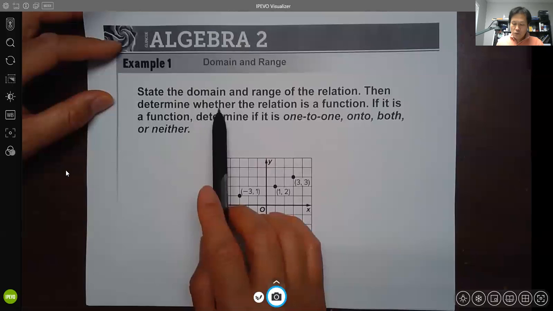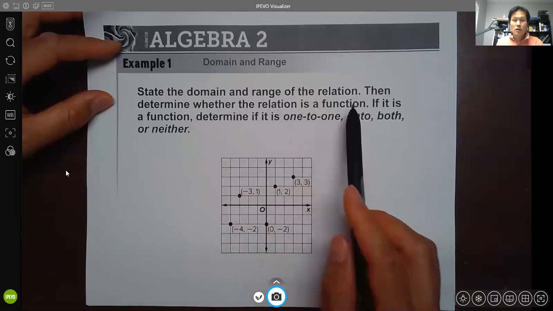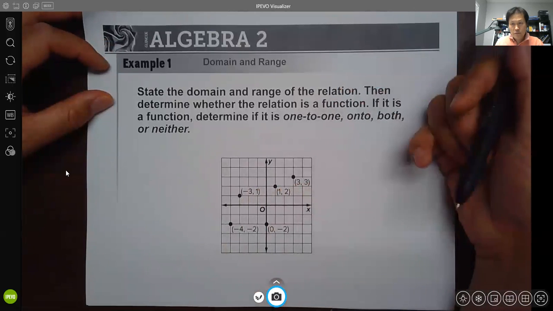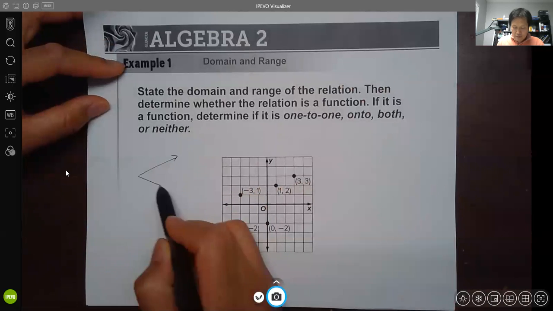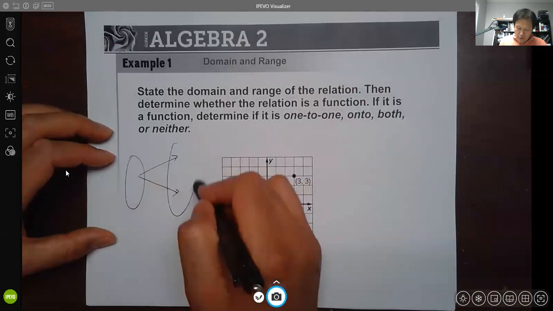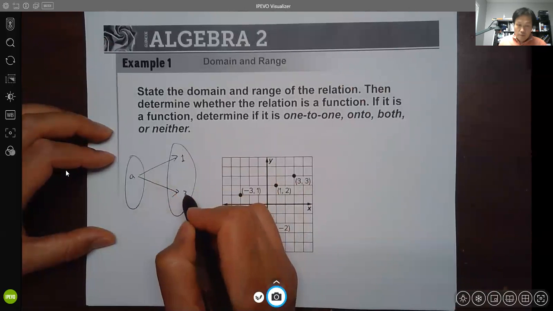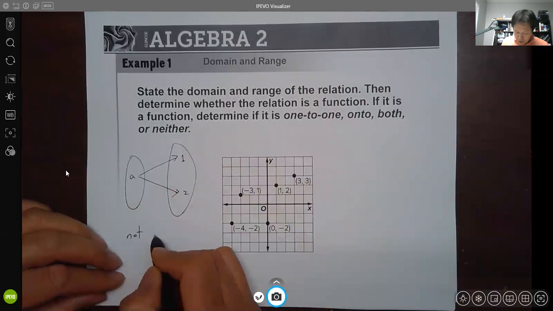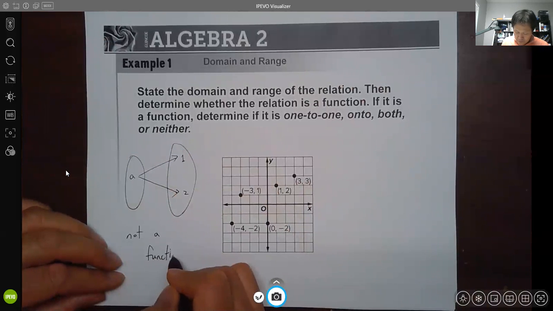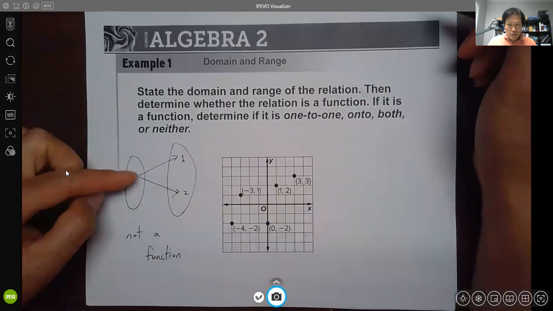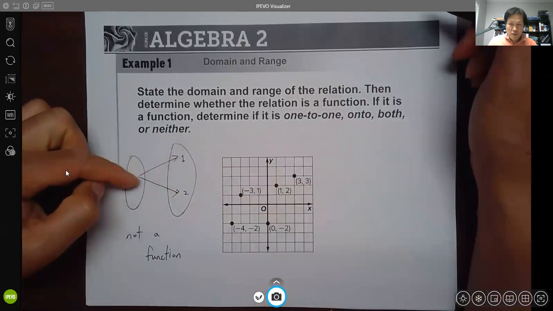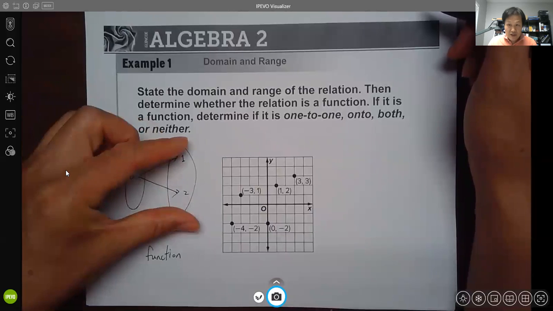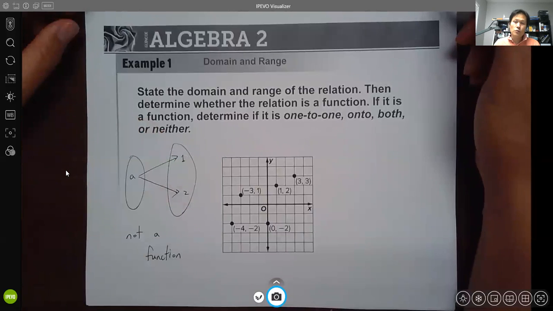Then determine whether the relation is a function. Yes, function, or not a function. What is the definition of a function? You cannot have a split. What does that mean? If you have one input producing 2 different outputs, that's not a function. One input produces 1, one input produces 2. That's not going to happen. That's not a function. As long as you don't see a split, then it should be okay.